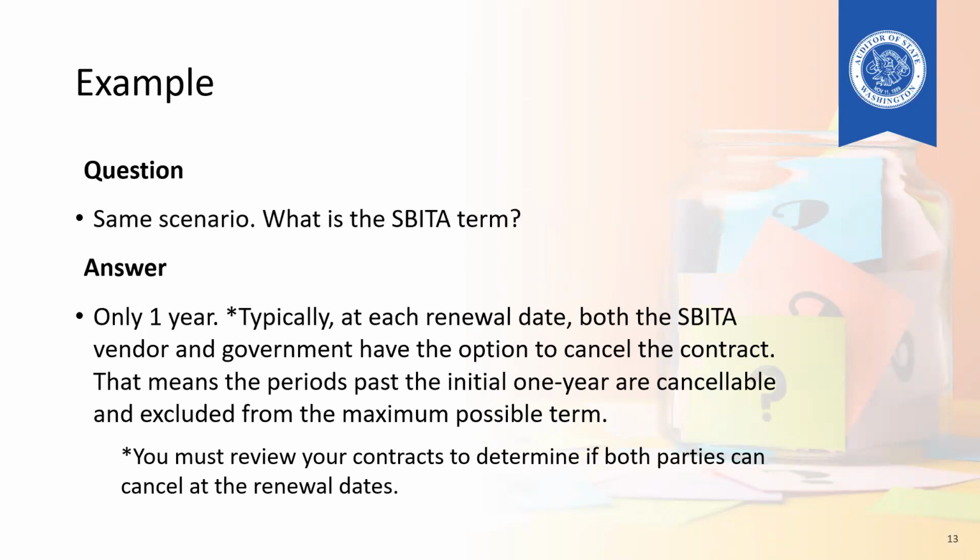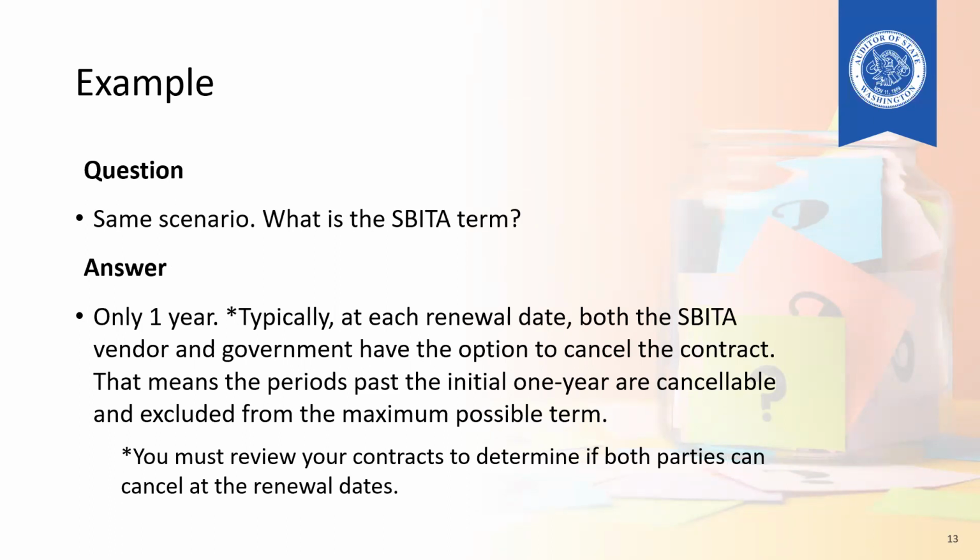Typically, at each renewal date, both parties, the SBITA vendor and the government, have the option to cancel the contract. If you remember from a little earlier in this training, we said that periods where both parties can cancel the contract are not included in our subscription term. Those periods are also excluded from the maximum possible term. So that means the maximum possible term on this contract would be 1 year, so it's short term.